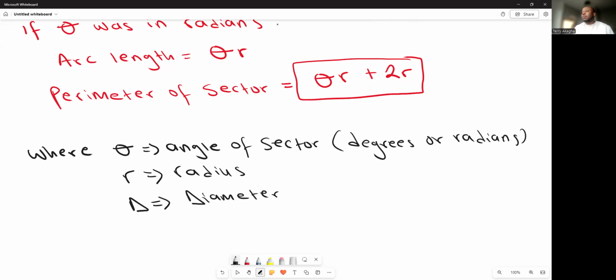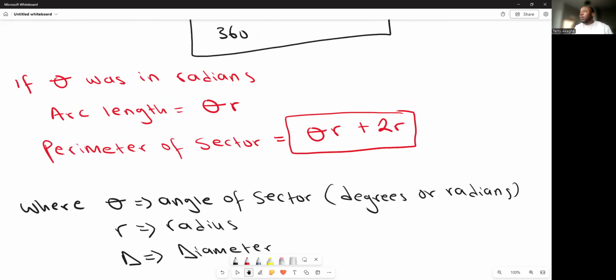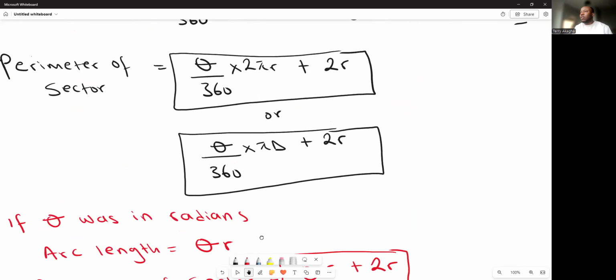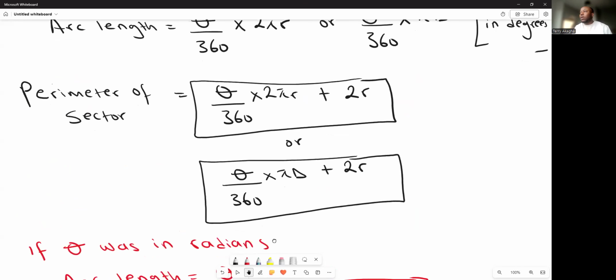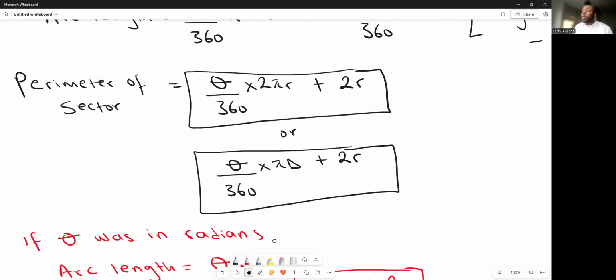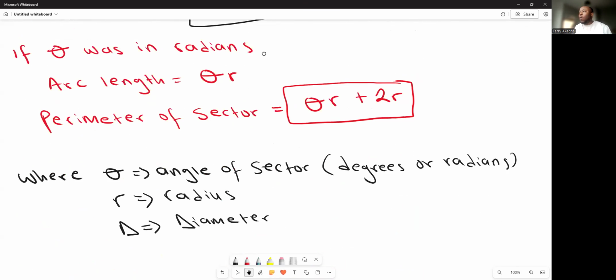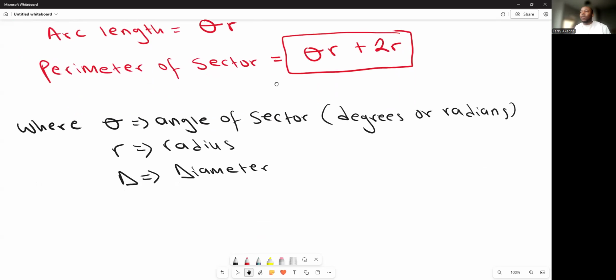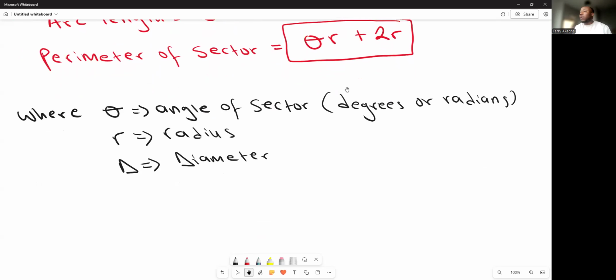Then we know the pi. Pi is, you know the value, 3.142. Then that is it. So that's how you get the perimeter. So the perimeter of a sector is theta over 360 times 2 pi r plus 2r, or it can be theta r plus 2r, depending on whether you're working in radians or degrees, okay?